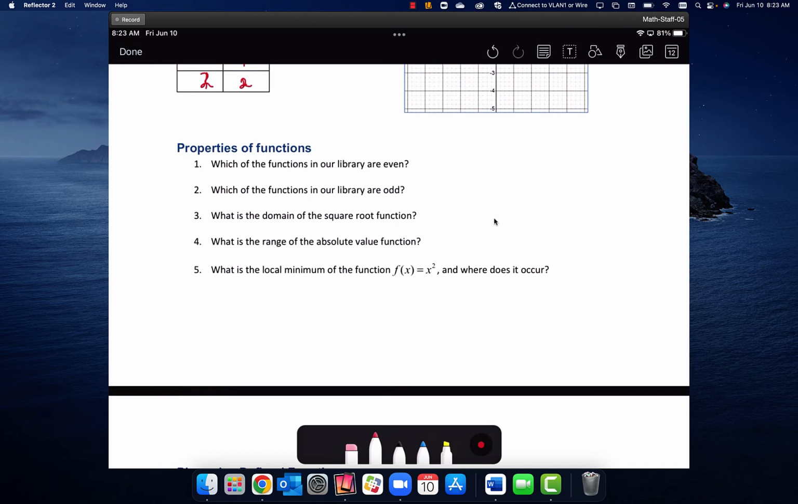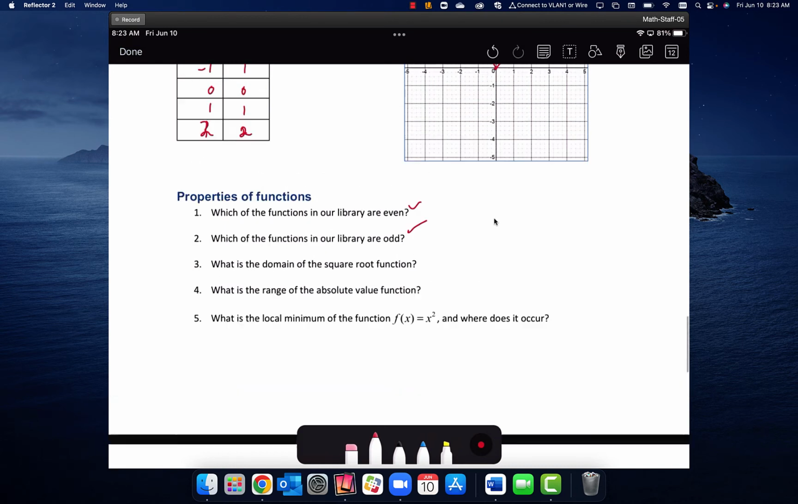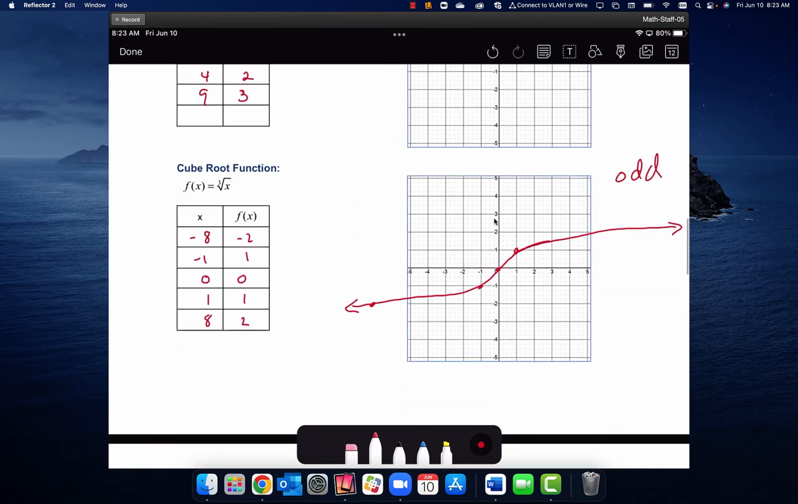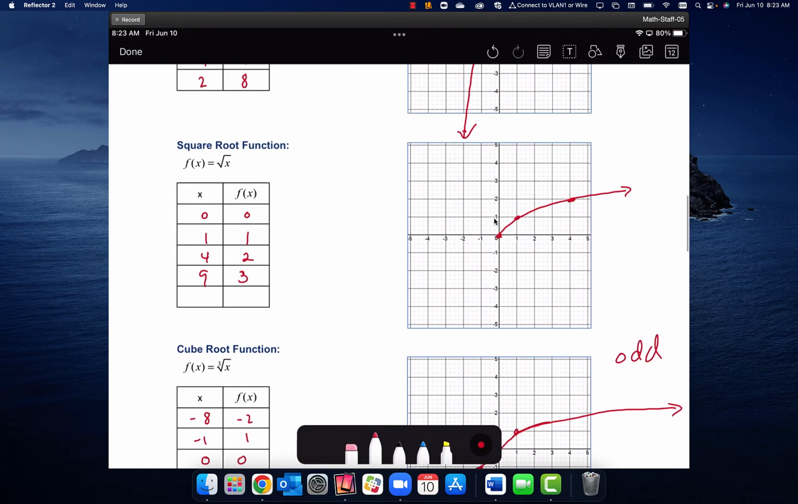See, what is the domain? So we got that one, we got that one. What's the domain of the square root function? So domain, remember domain is your x values. So we're looking for where the x values start. They start at 0, and then they go on forever. So the domain of the square root, 0 to positive infinity, including the 0.